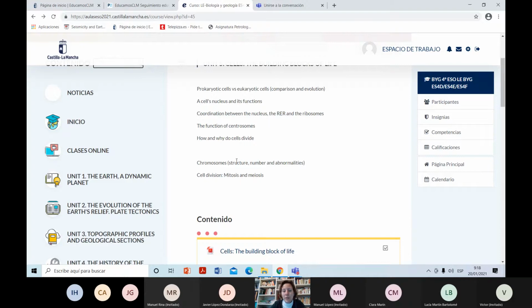Today we're going to correct the activities on the structure, and we are going to see what the chromosome number is, how we identify the chromosome number, and what are common chromosomal abnormalities that may appear in human beings. Okay, so we're going to see chromosomal abnormalities for human beings.